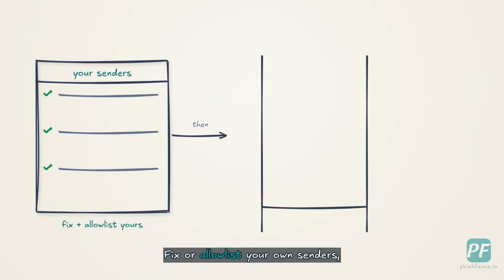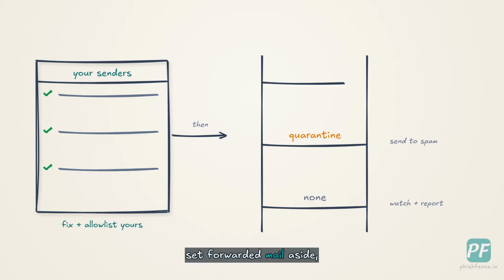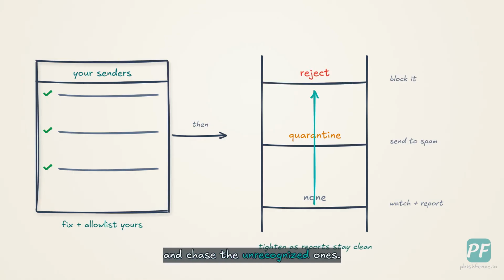Fix or allow list your own senders. Set forwarded mail aside and chase the unrecognized ones. Then, once your reports stay clean, tighten your policy from none to quarantine to reject.